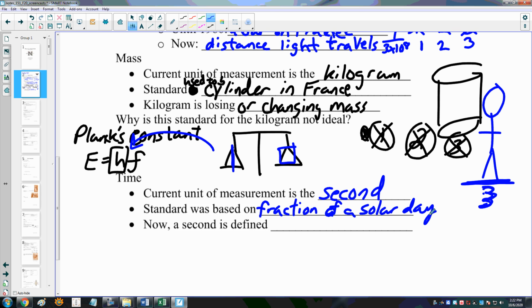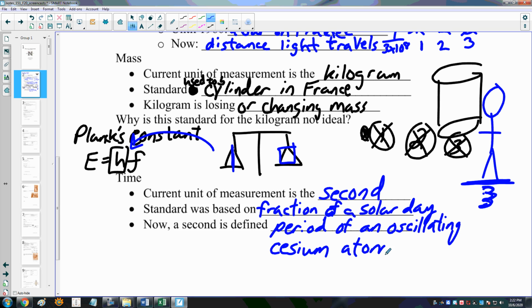But now we define a second based on the period of an oscillating cesium atom. In a cesium atom, the electron oscillates back and forth at a very regular rate and a very well-known rate. So this is accurate, it's very, very accurate, it is unchanging as far as we know, and 3, it is accessible to everyone.